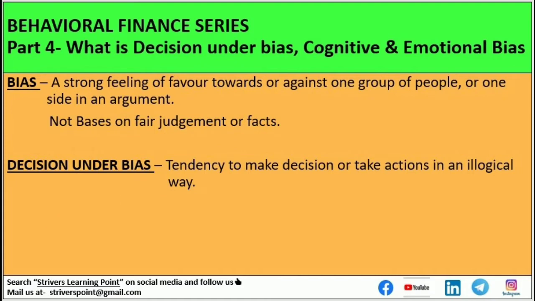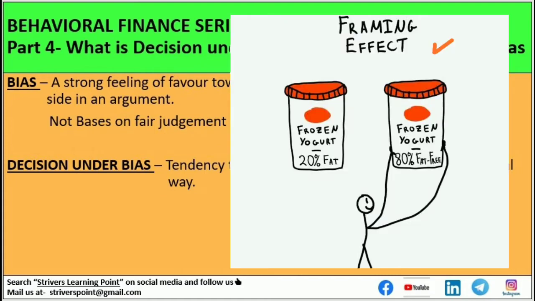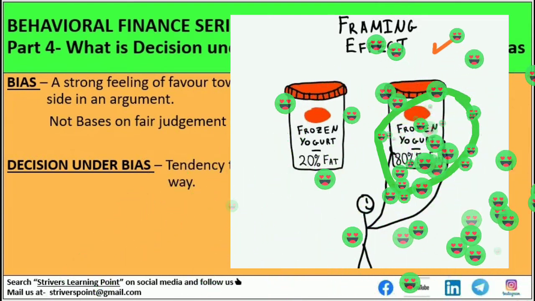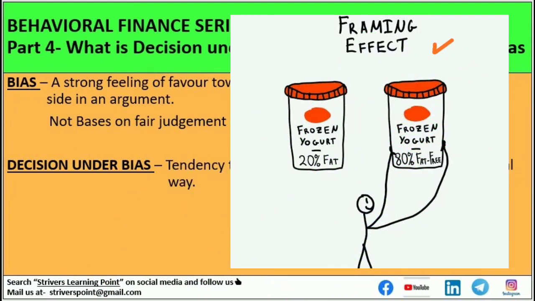In decision under bias, you choose an illogical way of thinking. You may pick some selected information and facts only because you have a strong feeling about that. For example, if you see this image, the frozen yogurt is the same in both containers. The only difference is the way of presenting the same information in a different way. If the marketing guys present it as 20% fat, then people will think it is very fatty and will not prefer it. If the marketing guys present it as 80% fat free, then people will have a very different aspect on this information. In behavioral finance, it is called framing bias, where people take different decisions on the same thing. Only the way of presenting the information and facts is changed.